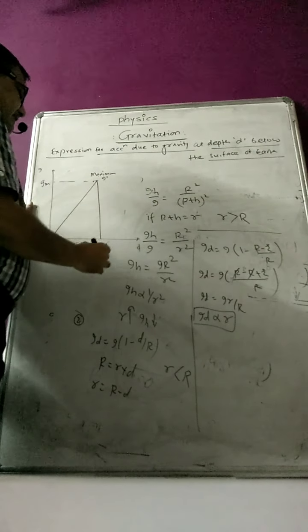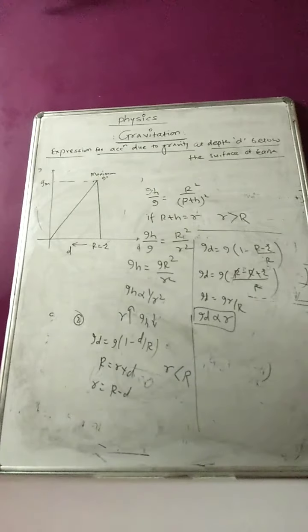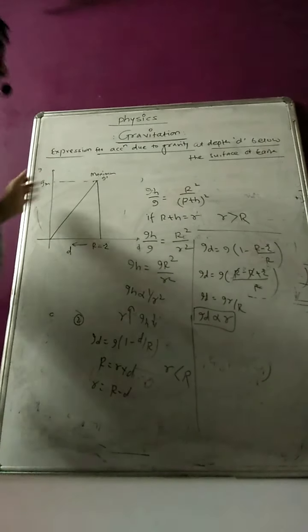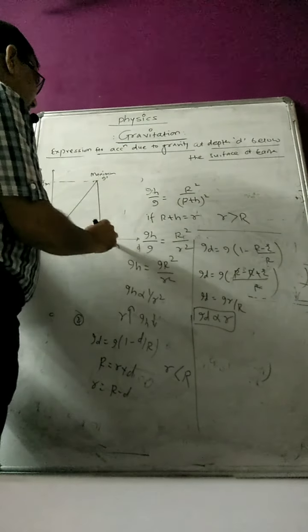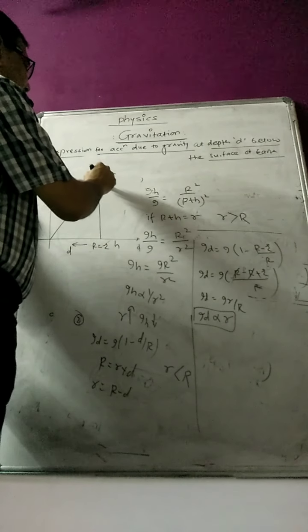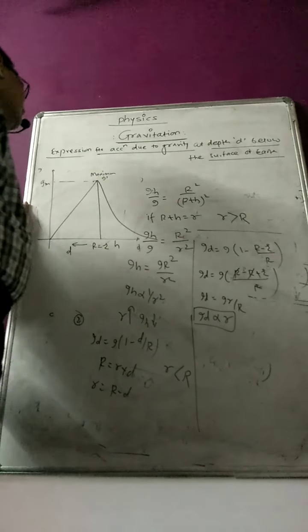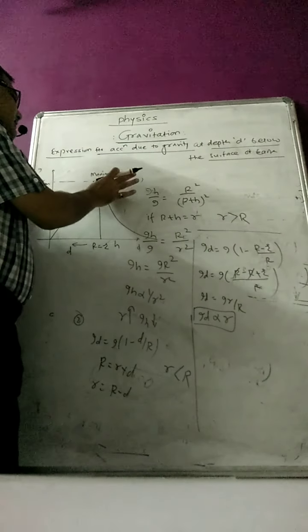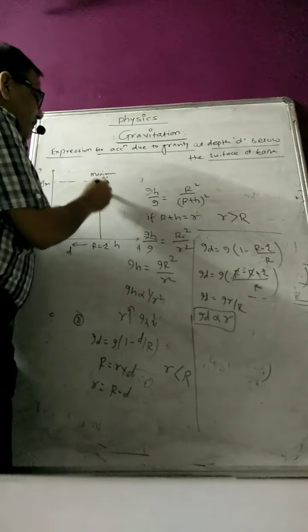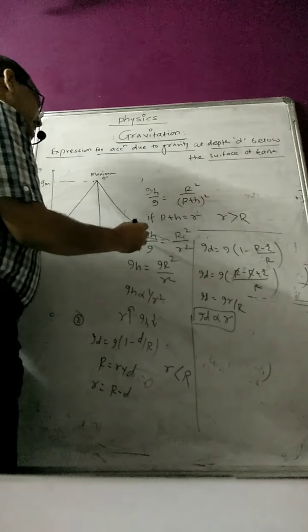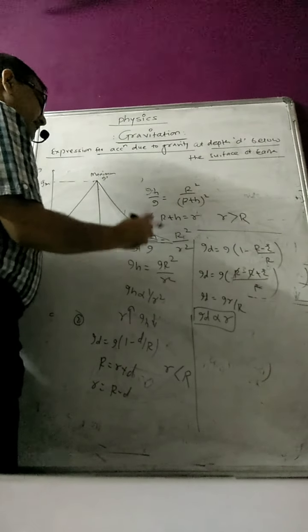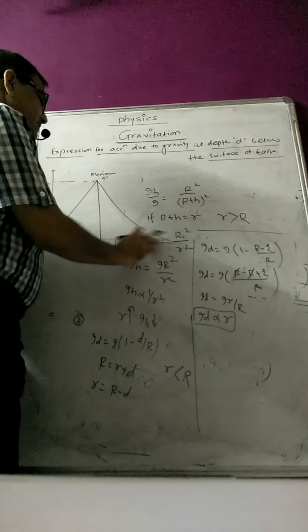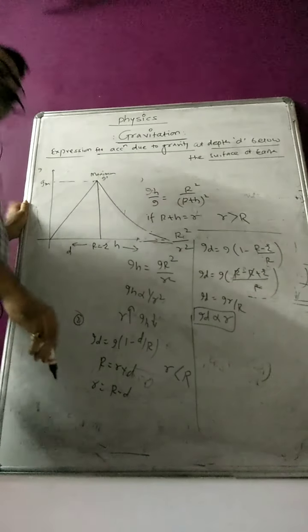And above, in this side, at a height outside the earth's surface, at the height h, acceleration due to gravity goes on decreasing, but this will be the parabolic path. How will this path be? That will be a parabola. So that will be the nature of the graph at a particular height. You just remember that will be the nature of the graph.